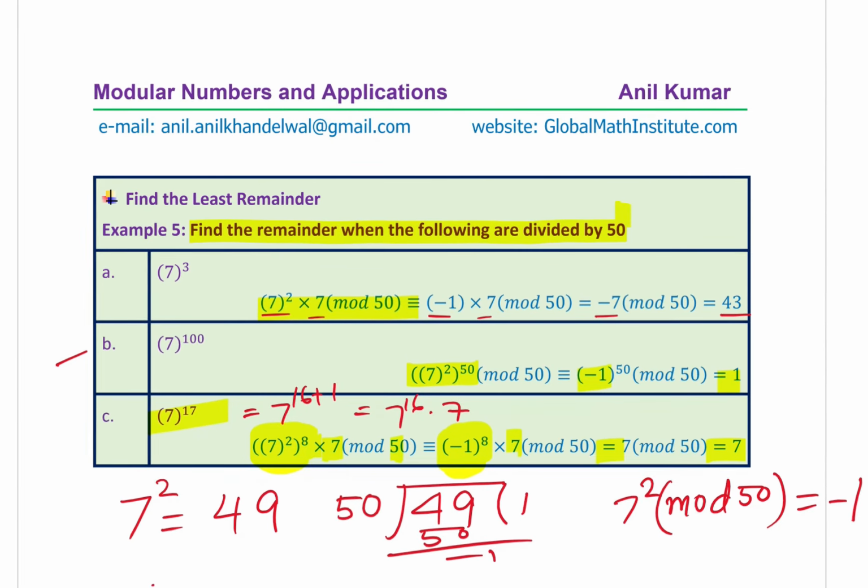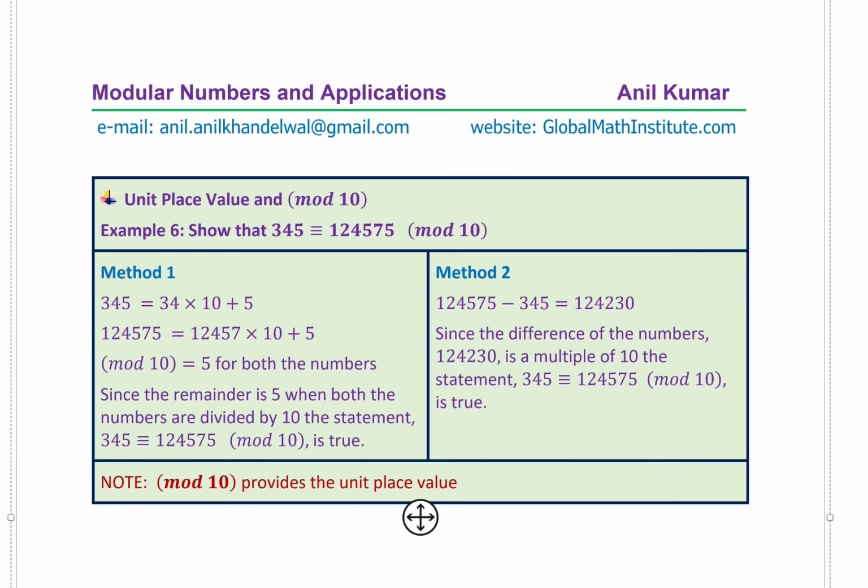Correct? Now, here is the next example, which is we need to find the place value, right? Now, to find the place value, it is easy. You could just find mod 10 and get your answer. Now, based on this, the question here for you is, show that 345 is congruent to 1, 2, 4, 5, 7, 5 mod 10.